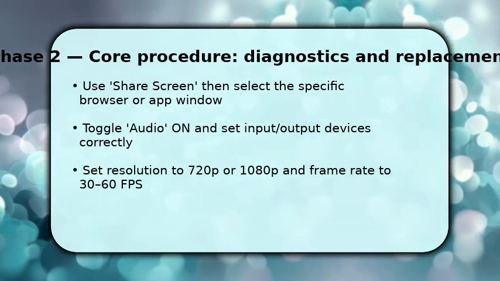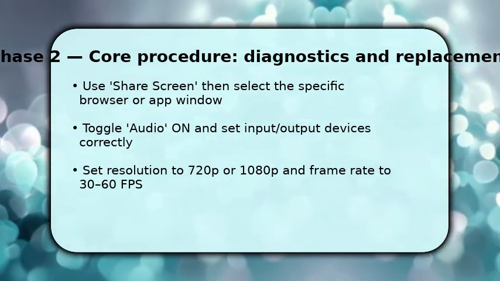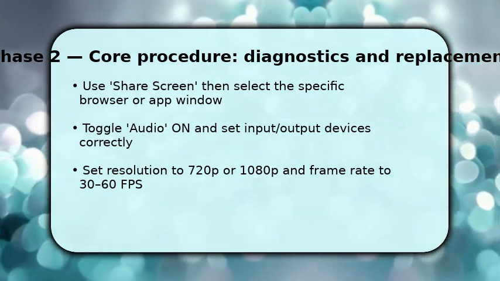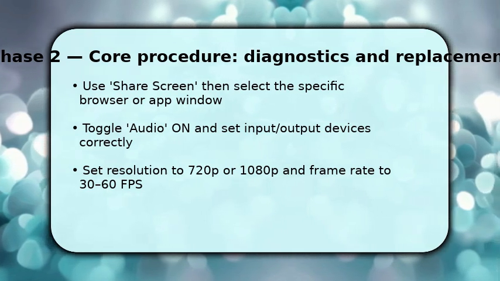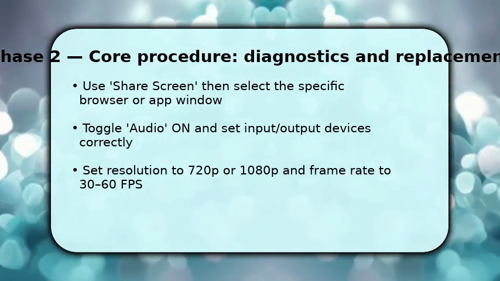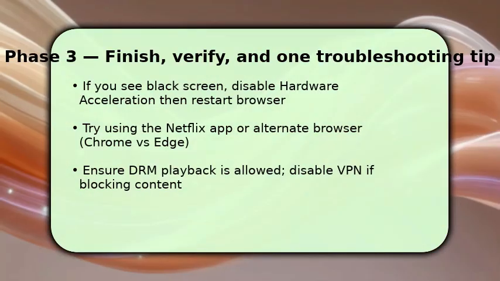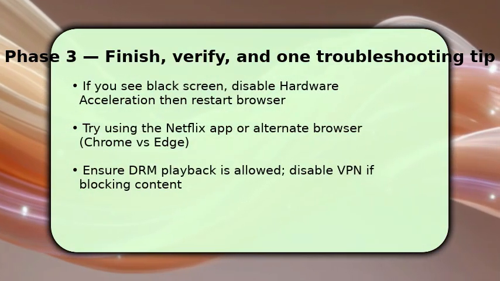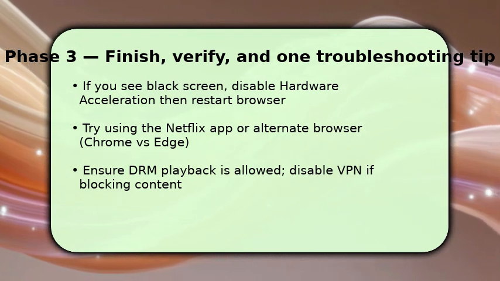Make sure the correct audio device is selected in both Discord and system sound settings, because mismatched devices cause problems. You finish by starting the Netflix playback after screen sharing is active. Do not start the movie before sharing finishes because DRM can block capture.